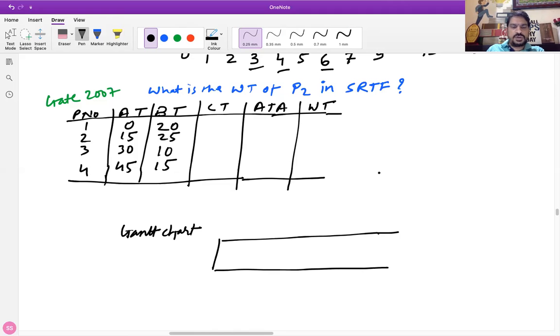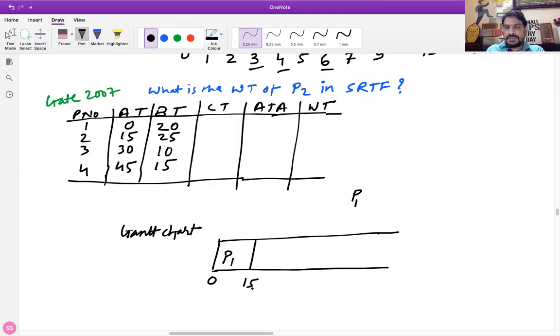Now let's go to time t0. At time t0, we have only one process available, P1. So definitely we'll put P1 on the CPU at time t0. Now what is the next process that is coming? The next process that comes is P2, but its arrival time is 15. So definitely up to 15, we have to run P1. We don't have any choice.